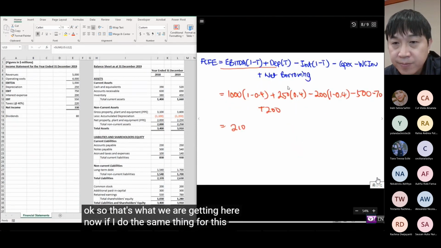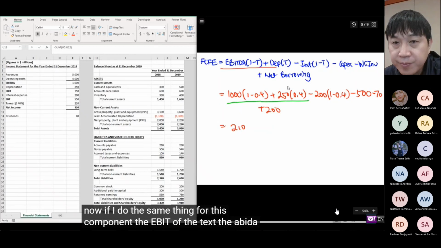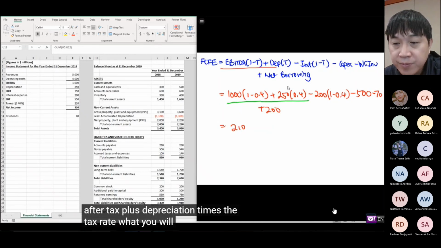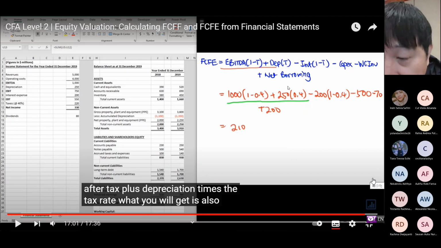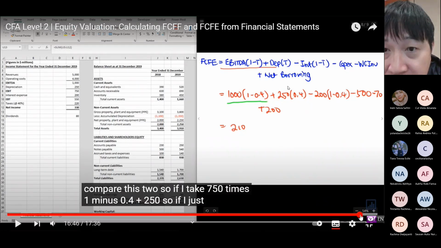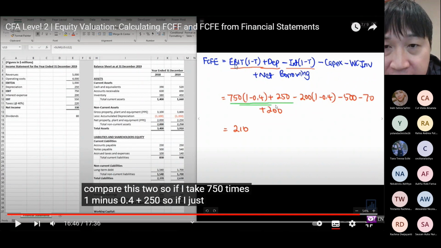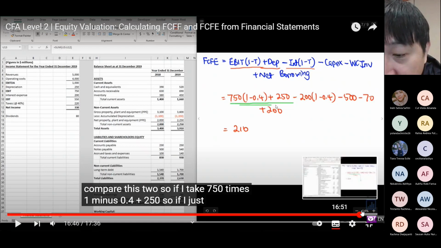Now, if I do the same thing for this component, the EBITDA after tax plus depreciation times the tax rate, what you will get is... If you use the formula with EBIT, the after-tax EBIT plus the depreciation, there is no need to multiply it by the tax rate. Compare this equation to that equation.